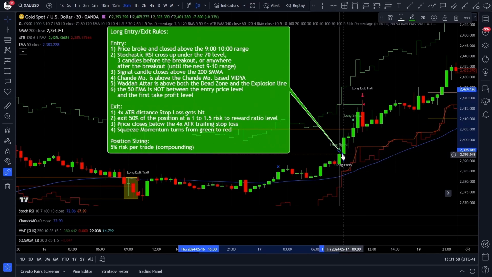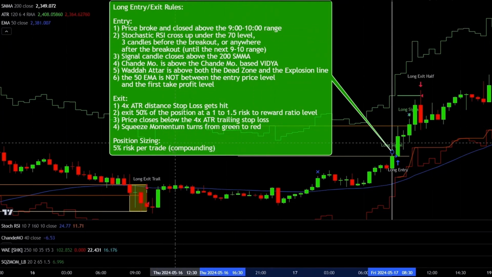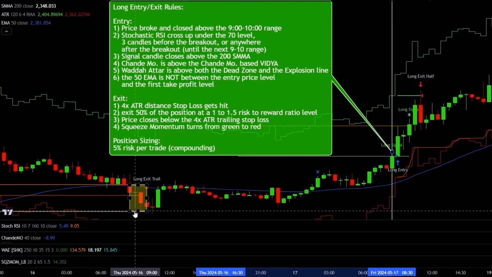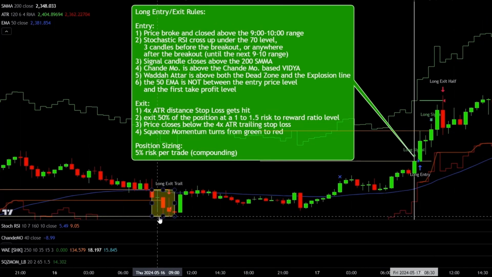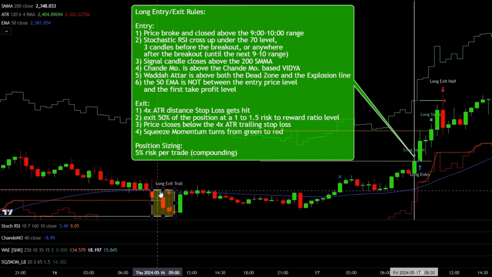Okay, here we have a valid long entry signal. For a valid long entry, first of all, the price needs to break and close above the 9 AM to 10 AM range. Here on the bottom you can see the 9 AM range starts here and ends here. To determine the range of the 9 AM to 10 AM, you just need to take a look at the candles. Where was the lowest point during these 3 candles? It was right here. And what was the highest price out of these 3 candles? It was this level. From now on, we are looking for a breakout of this range.